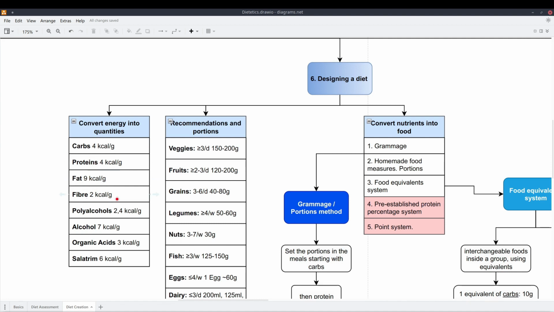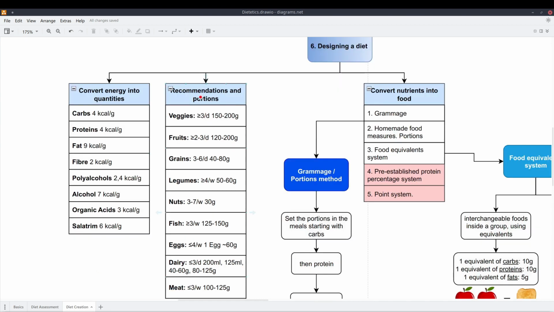Fiber, 2 calories per gram. Polyalcohols, which are sort of a carbohydrate, 2.4 kilocalories per gram. Alcohol, 7 kilocalories per gram. Organic acids, 3 calories per gram, and salatrim, 6 calories per gram. The salatrim is a special fatty acid.